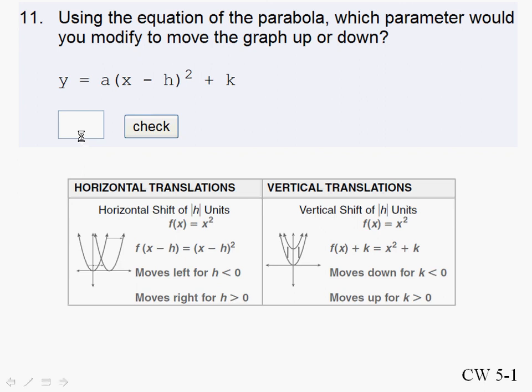Number 11, using the equation of the parabola, which parameter would you modify to move up or down? That's going to be vertical, so this is up or down. It's a vertical movement. So the value that we're changing, notice we're adding it to the entire thing, is going to be this constant right here. So it's k. That indicates movement up or down.